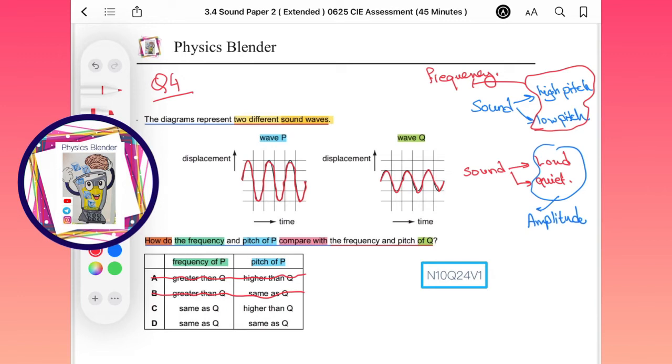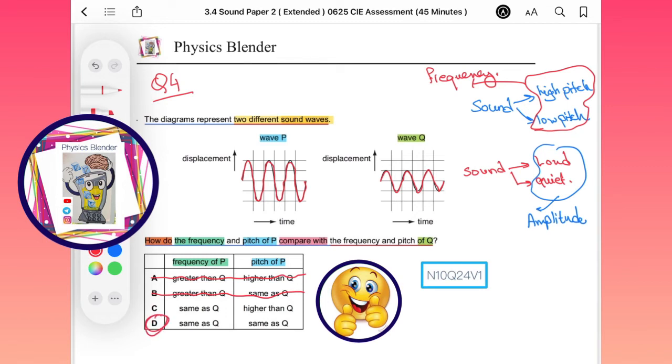What about the pitch of P and the pitch of Q? Also, they should be the same. Why? Because we said that pitch and frequency, they are related to each other. The higher the pitch, it means the higher the frequency of the source. So the answer is D, because we have frequency and pitch. There is a relationship between them. And also for other questions, you should know that for loudness, the greater the amplitude, it means the louder the sound.